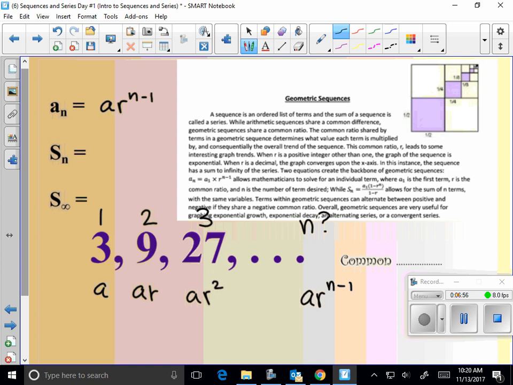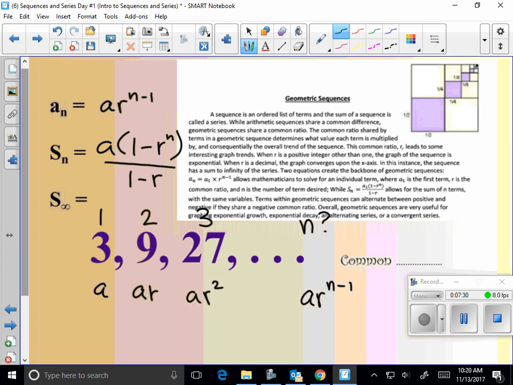Okay, so let's talk about the sum of those terms. I'm not going to go through the proof right now, but does anybody know what the sum formula is? A, the first term, times, anybody? No? 1 minus r to the n over 1 minus r. Okay? 1 minus r to the n over 1 minus r. And actually it is written up there too.